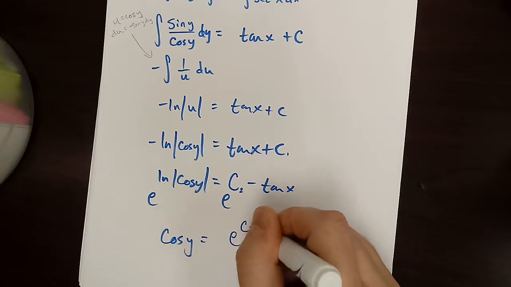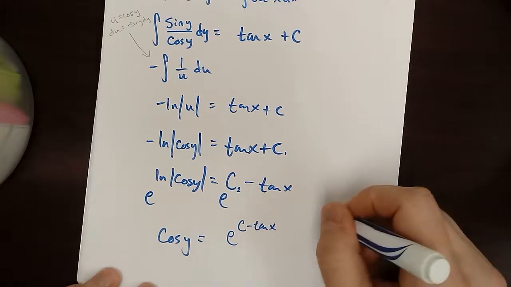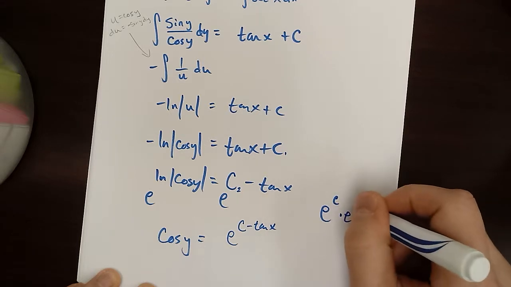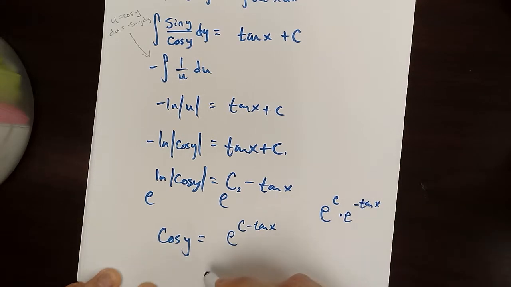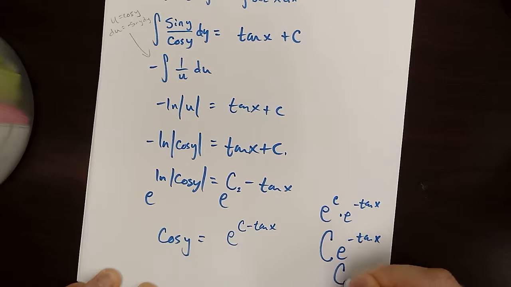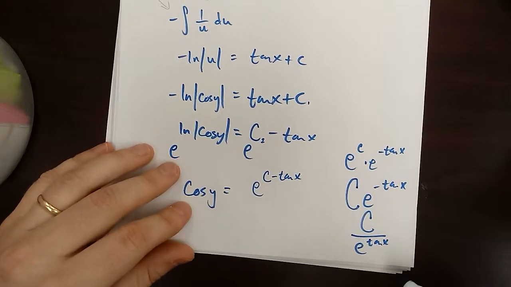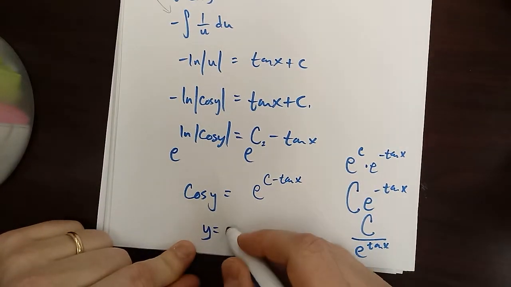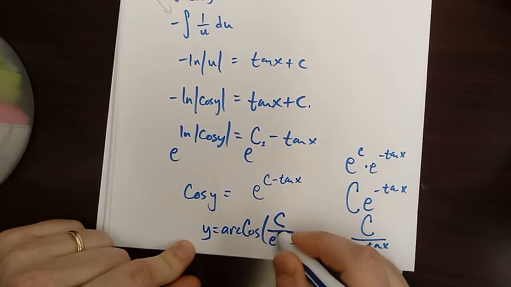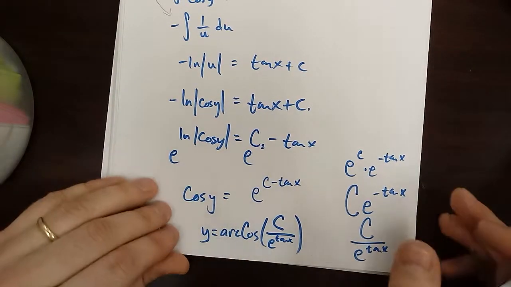e to the c negative tangent x. Let me think about that. So I could write that's e to the c times e to the negative tangent x. So I could write that as capital C e to the negative tan x, or capital C over e to the tan x, since it's a negative exponent. So if I do that, then I can say y is equal to the arc cosine of C over e to the tan x, right? Because to get rid of cosine, we can do arc cosine or inverse cosine.